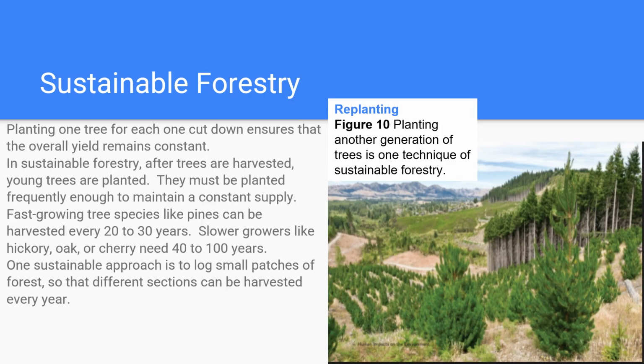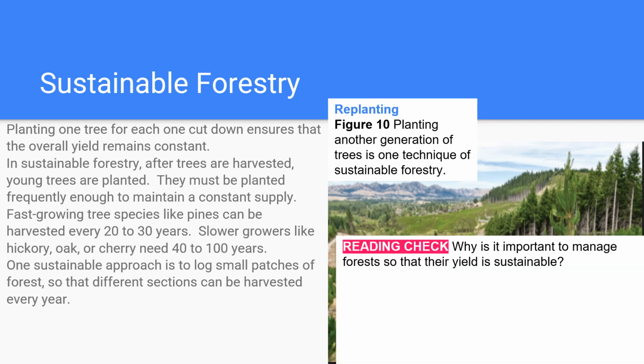Sustainable forestry. Planting one tree for each one cut down ensures that the overall yield remains constant. In sustainable forestry, after trees are harvested, young trees are planted. They must be planted frequently enough to maintain a constant supply. Fast-growing tree species, like pines, can be harvested every 20 to 30 years. Slower growers, like hickory, oak, or cherry, need 40 to 100 years. One sustainable approach is to log small patches of forest so that different sections can be harvested every year. So replanting, figure 10. Planting another generation of trees is one technique of sustainable forestry.